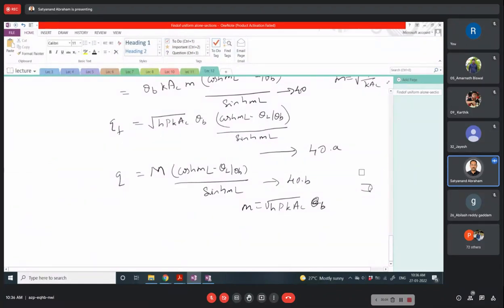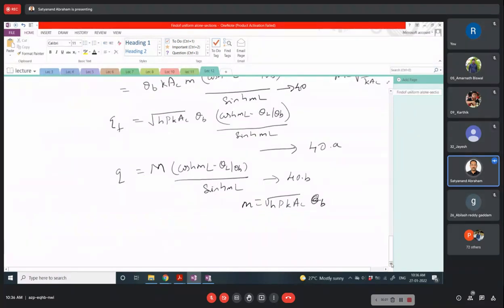Whatever we said is for the fin from the wall, keeping this temperature as constant. We don't know what the outside condition is. Very good observation. So that is one boundary condition, which is the prescribed temperature.